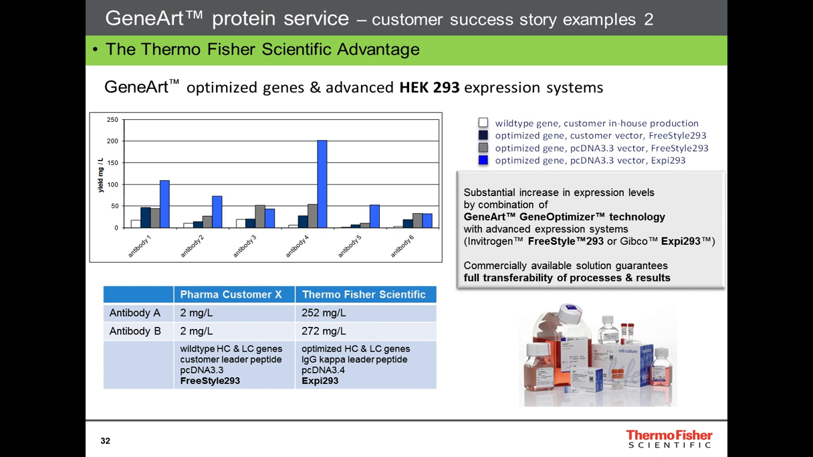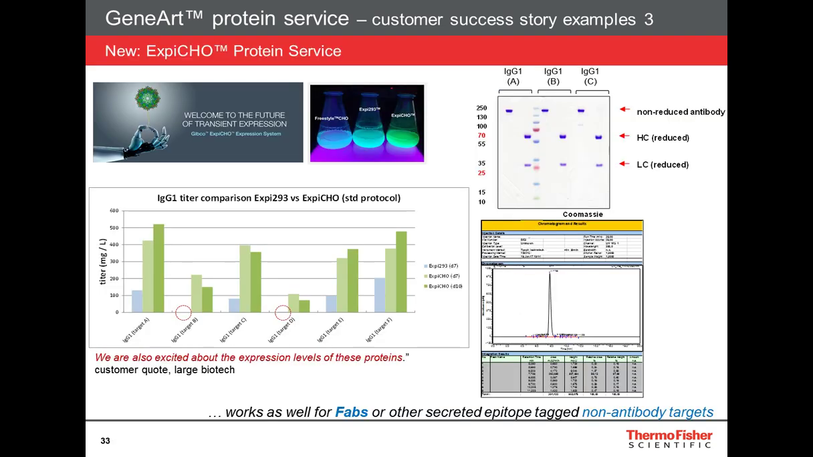And then the bright blue bars are everything optimized, so optimized gene, pcDNA 3.3 and XP293, which in almost all cases gave a much higher yield of protein expression. For the sake of time, I will touch this only very loosely because I have some others.